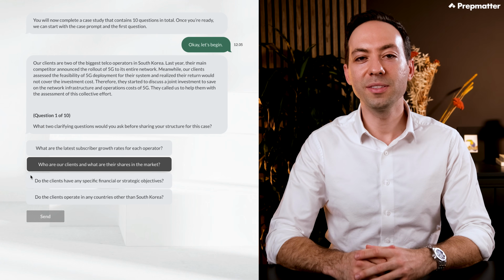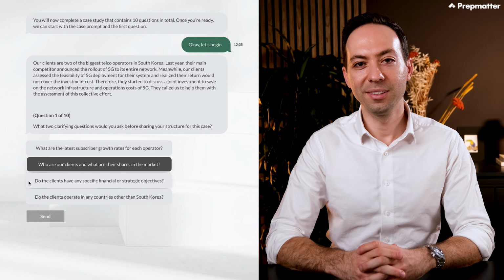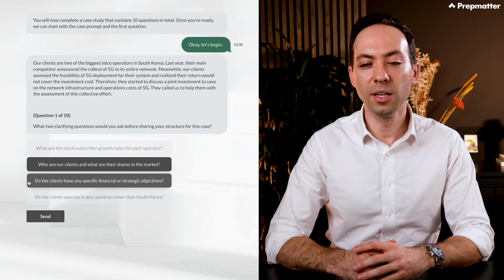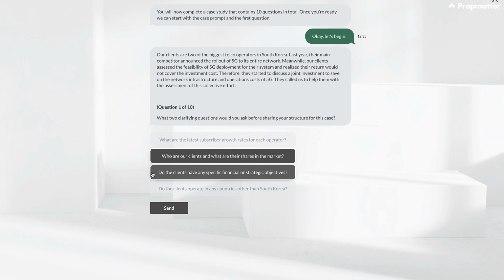Next, do the clients have specific financial or strategic objectives? This question is a must-have. In most M&A cases, we'll need to hit a certain profit margin objective or have budget constraints. Let's select this too. Lastly, do the clients operate in any countries other than South Korea?